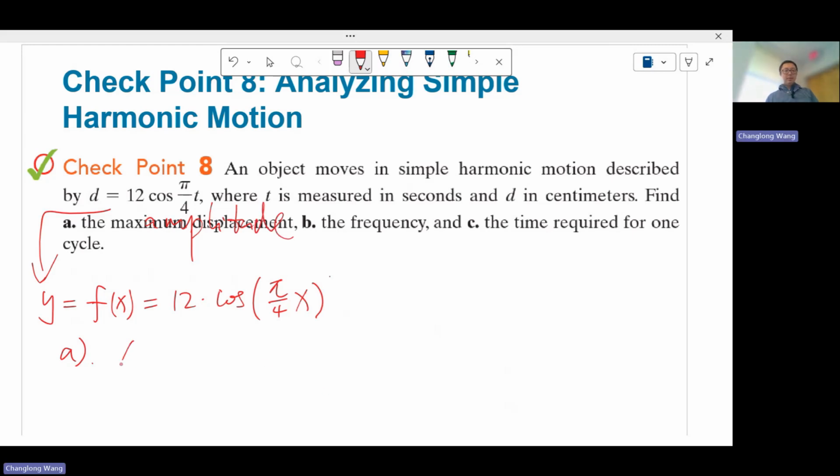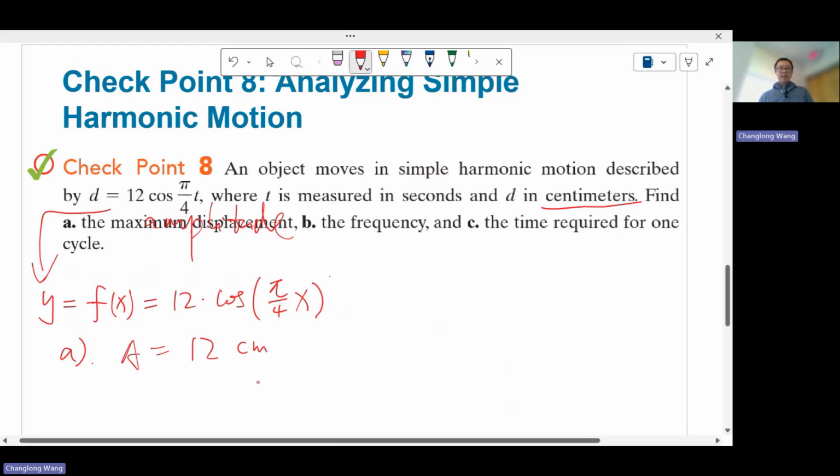How much is it? Yes, amplitude is 12, right? And what units do you use for amplitude? You usually don't have to worry about it, but now it's a real world situation. The amplitude does have a meaning, right? It's measured in centimeters, right? So it's 12 centimeters. Okay. Let's skip letter B for now, right? Let's think about letter C.